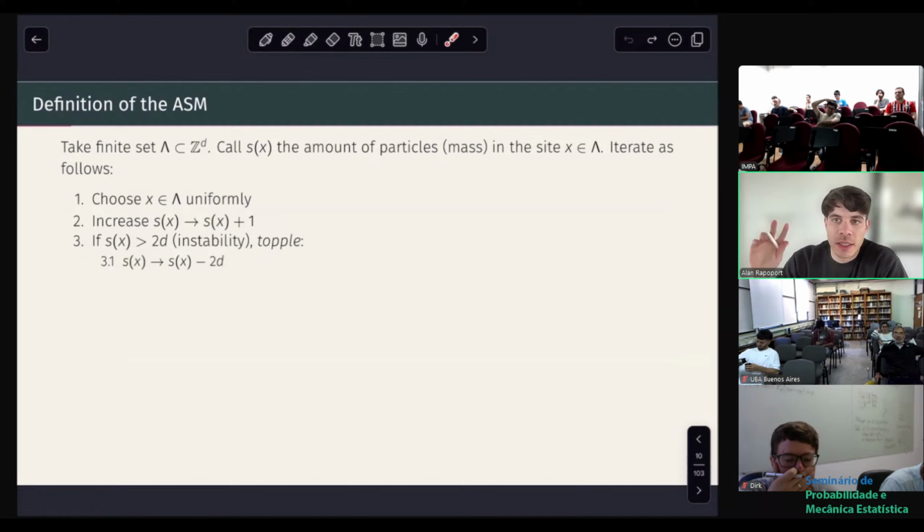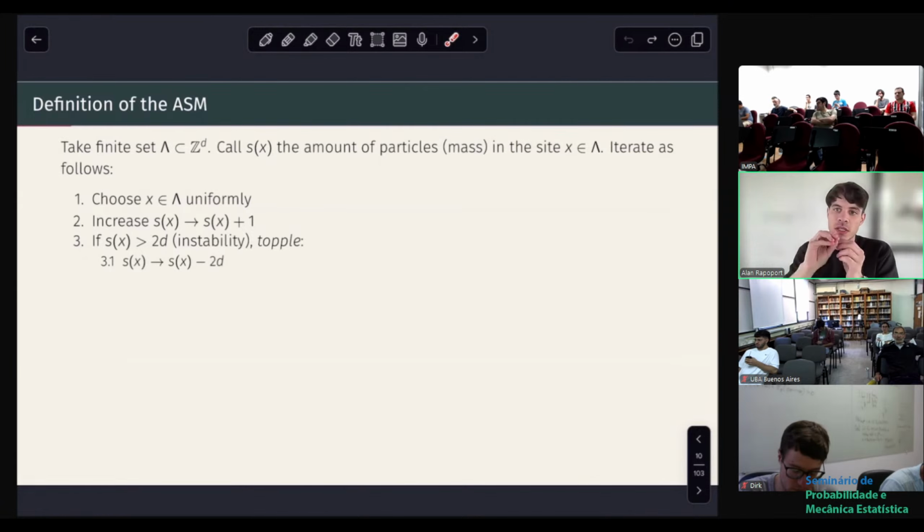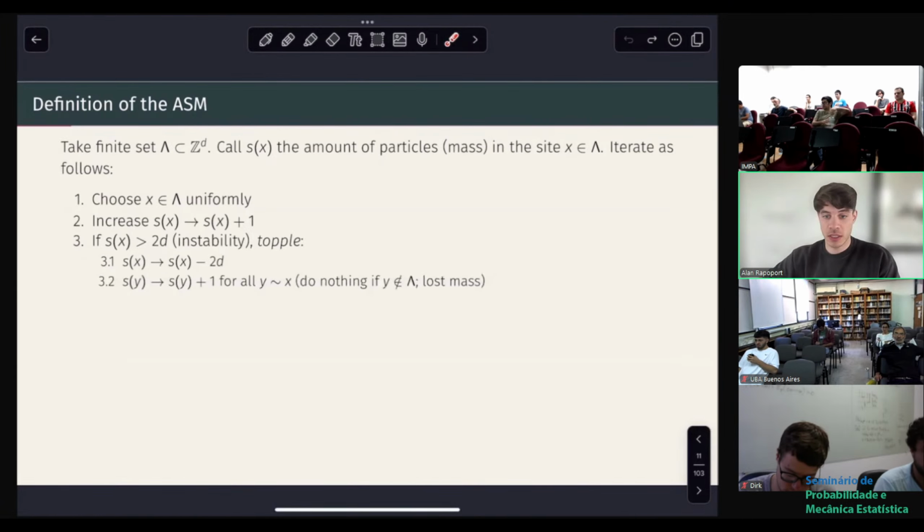This is the reason why we call it the sandpile, because it's like thinking about the slope of a sandpile, and at some point it becomes unstable and it topples. So whenever it topples, it loses 2D of mass, and it gives 1 to each of its neighbors, right? So this is what I do here. And if I'm at the border, I do nothing, so I lose that mass.